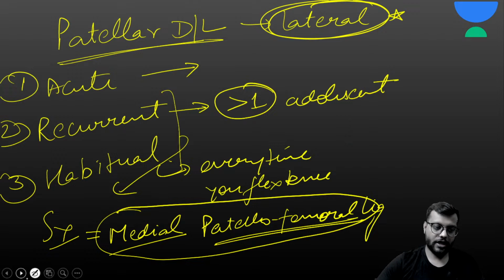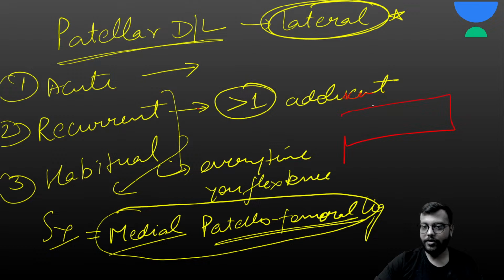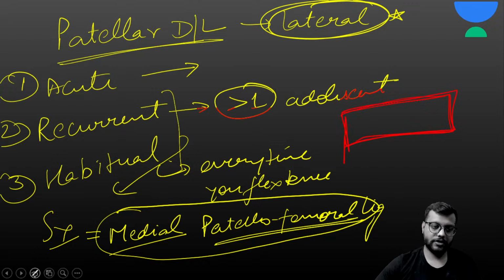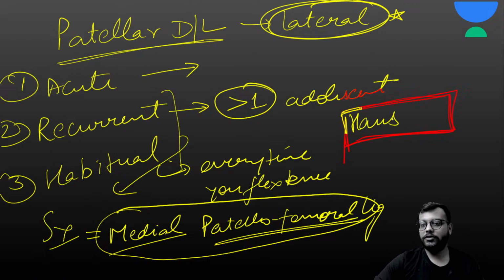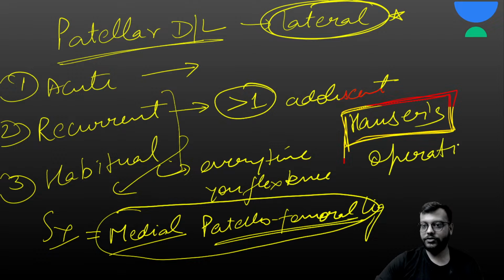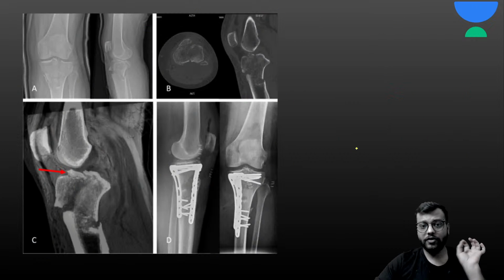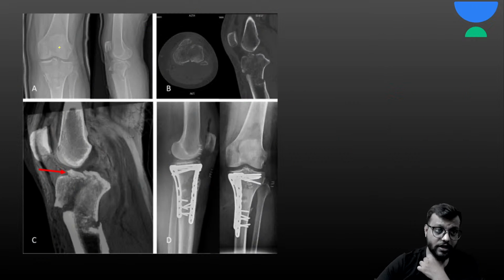And this operation has a unique name, you just need to remember the name of this operation. This operation is called Hauser's operation. Important. Okay, and now here you can see the proximal tibia, and this is involving the articular surface of the knee.